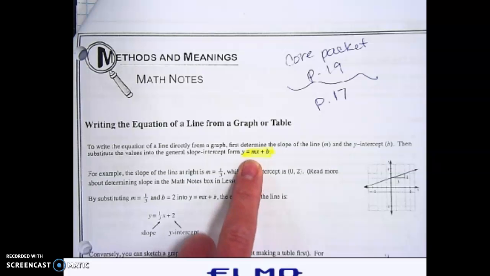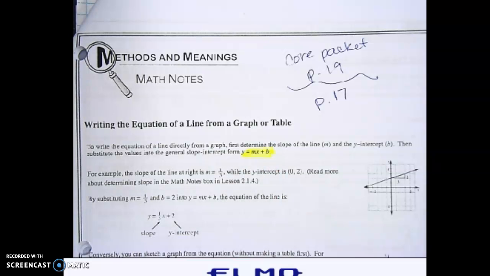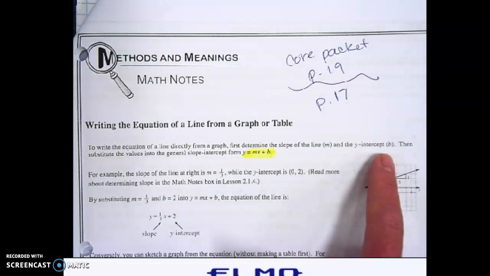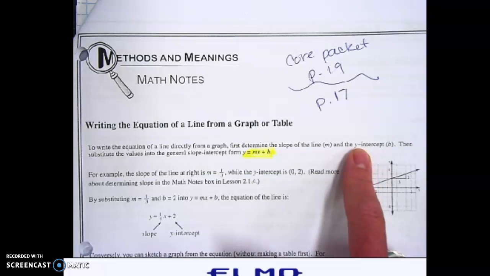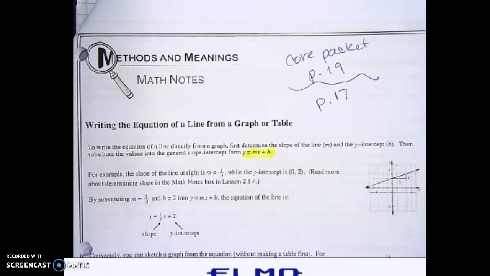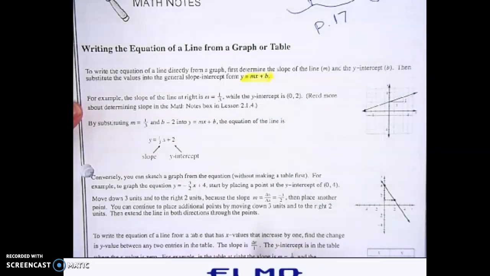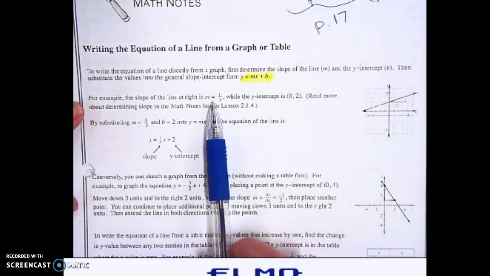Okay, so that's our super important equation, y equals mx plus b. We've got two important numbers that are going to go in there. m is where you write your slope, and b is where you write your y-intercept. For example, the slope of the line at right is m equals 1/3. How did they get the 1/3?